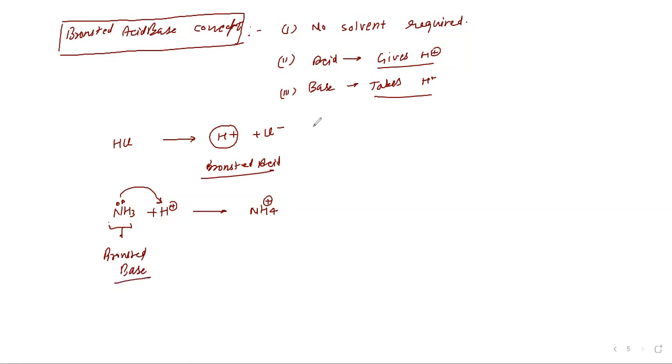Are you able to understand this? Many examples we can give. Suppose OH minus ion is there. It can accept the H plus, forming H2O. So this is again going to be a Bronsted base. Whatever species can accept the H plus ion is going to be a Bronsted base, and whatever can give H plus ion is going to be a Bronsted acid. This is the simple concept.